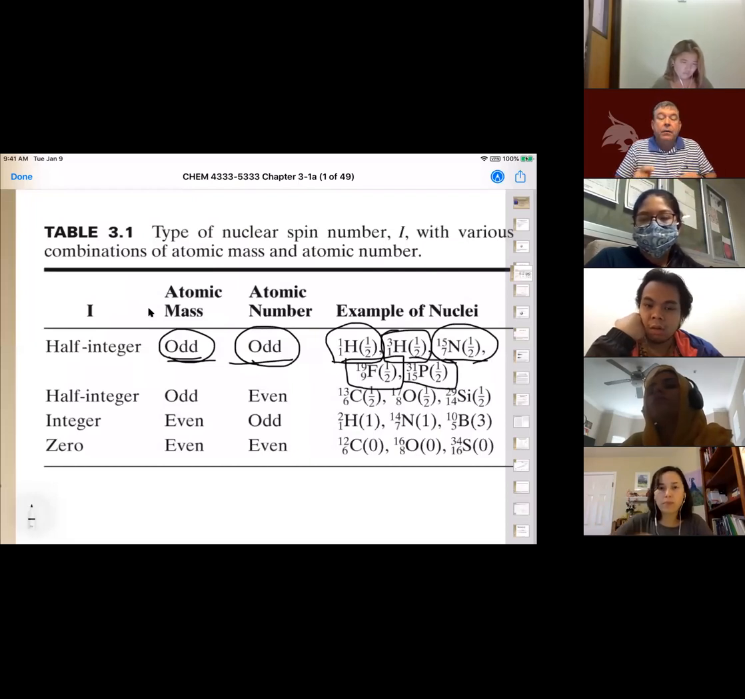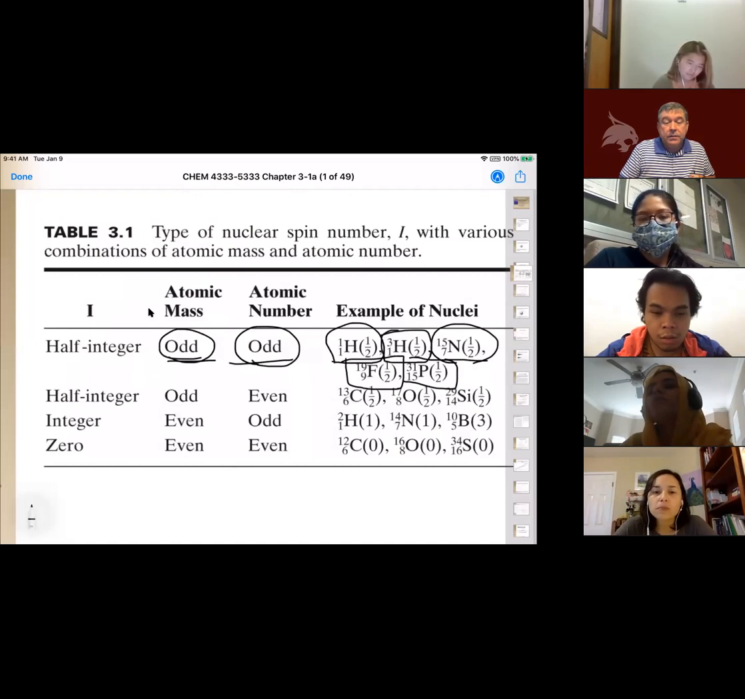Okay. Now, let's go to what if we have an even number like carbon or oxygen or silicon. Okay. If you have an odd atomic mass, you can still have a mismatch between protons and neutrons, and you get a half spin. Okay.